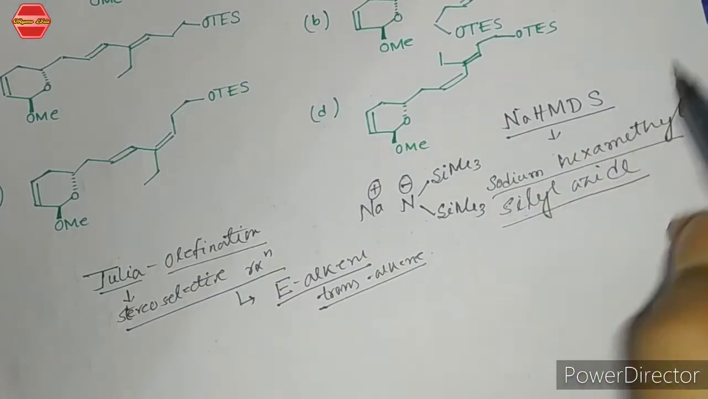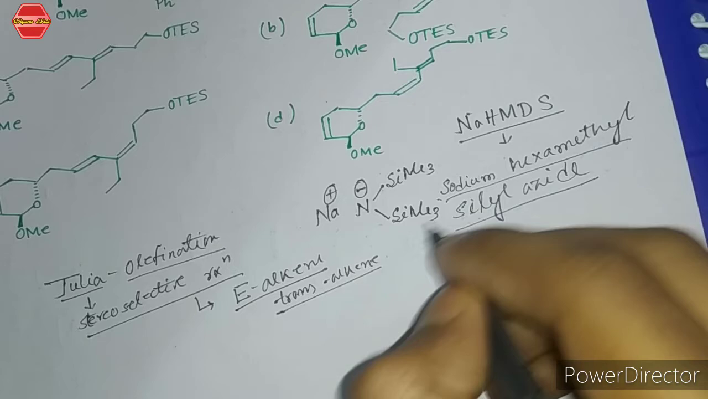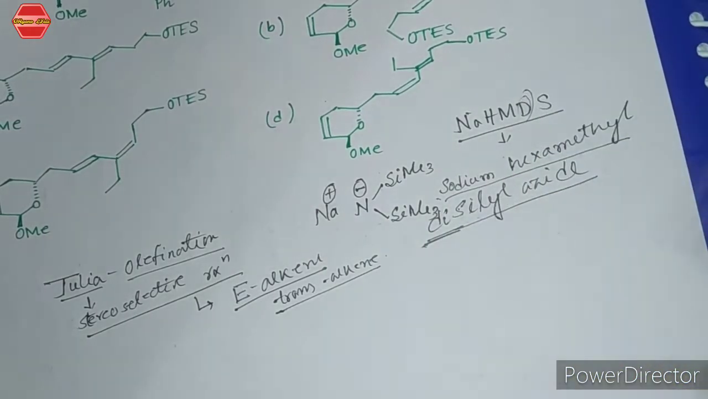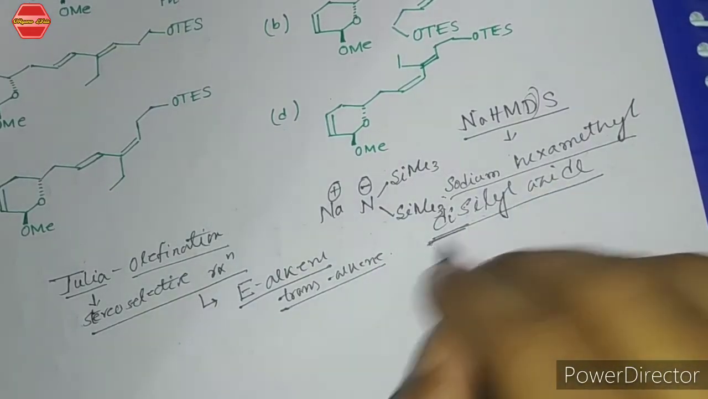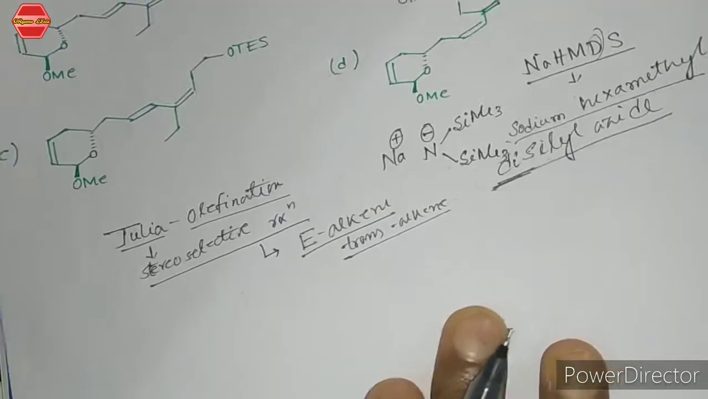Okay, a correction: it is sodium hexamethyl disilyl azide, there is a di, these two silyl groups. Now let's move on to the mechanism.